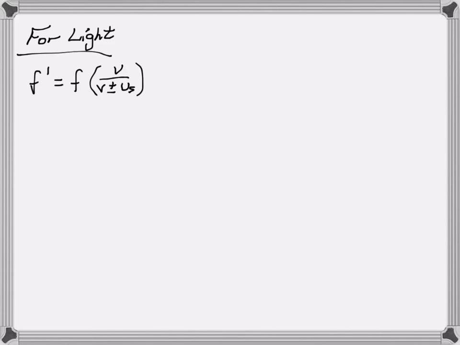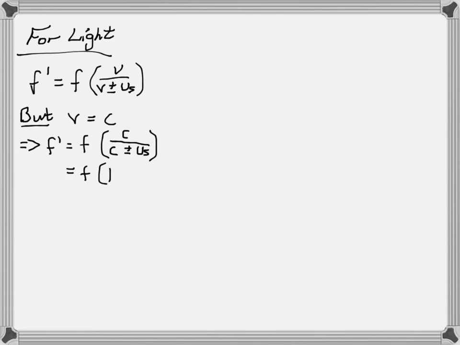Now this works for any type of wave, but when we deal with light, we have to talk about a couple of different formulas. So our equation for calculating f prime for a moving source does still work for light, but if we're talking about light, then v in this case equals c, the speed of light. So we rewrite our equation, and in this case we substitute v for c. And here the c's are going to cancel, so I'm going to rewrite this as f times 1 plus or minus us over c.